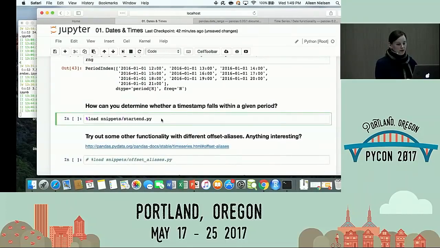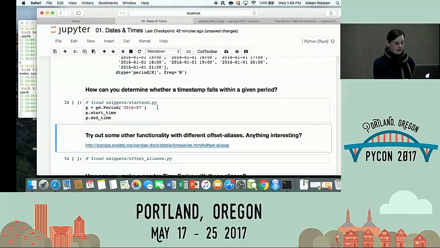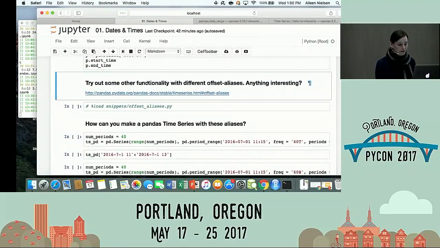So we looked at how you can determine whether a timestamp falls within a given period, but try to remind yourself how you would do it. Try to do it before you load the snippet. Okay. So if I have a period, I have a start time, I have an end time. How do I check if a timestamp is within? Greater than start time, less than end time, exactly, right? So that you do have to write out for yourself.